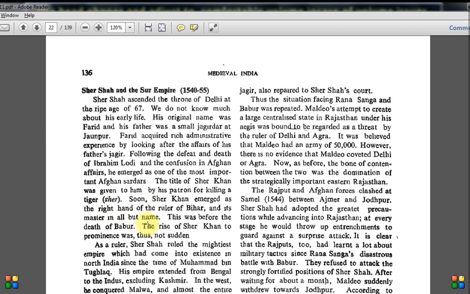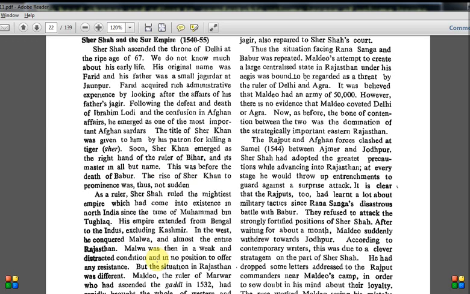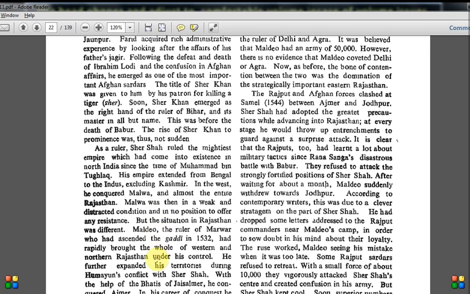Bihar, Bengal and other regions had their own rulers at that time, but Sher Khan slowly emerged as one of the strongest persons in those kingdoms. This was before the death of Babur. Babur died in 1530, so before that these things were happening. The rise of Sher Khan to prominence was thus not sudden; it took a long time to actually come into power. He gradually developed his administration, military, everything.